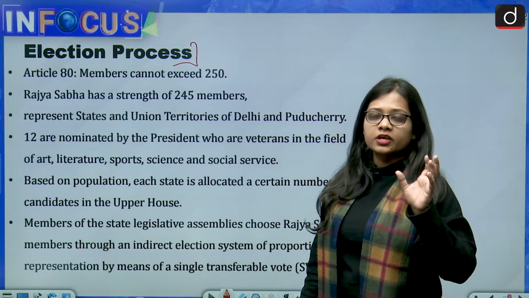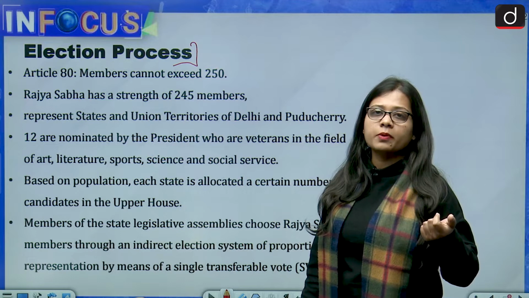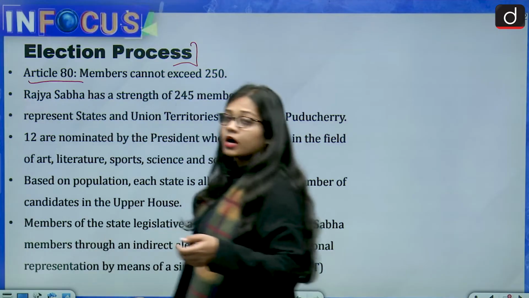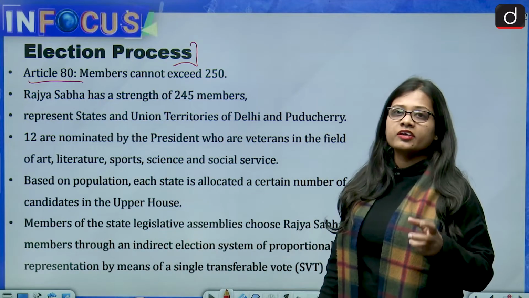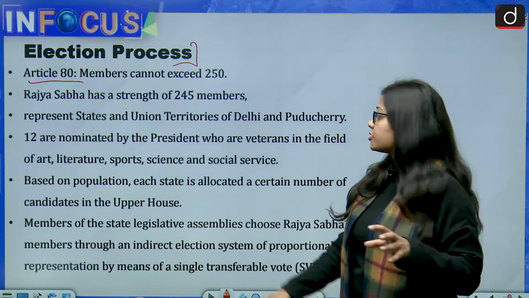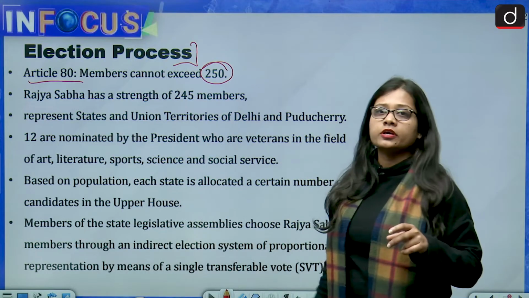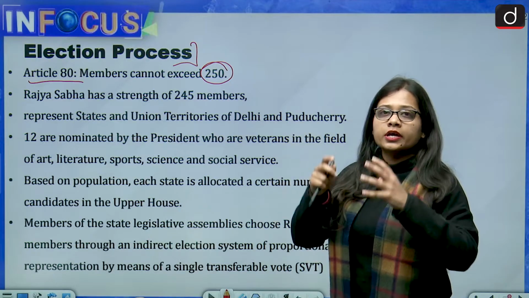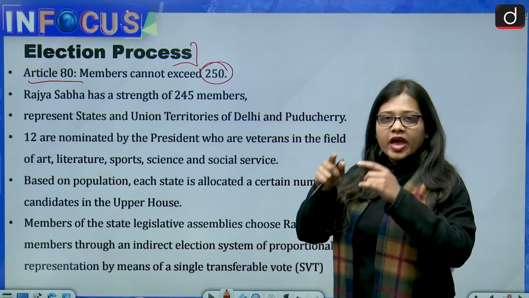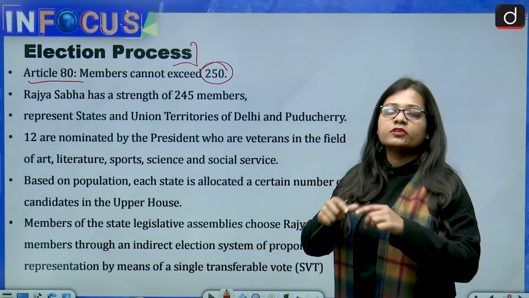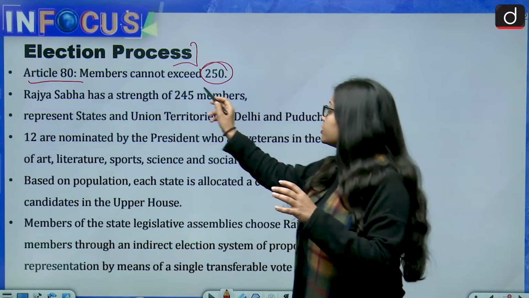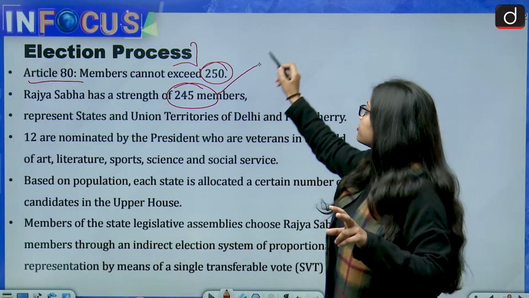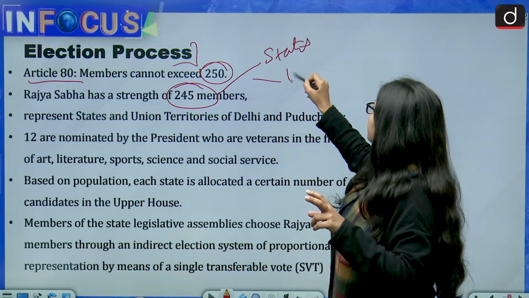Rajya Sabha is the upper house of the parliament. Article 80 of the Indian constitution says that the maximum strength of the Rajya Sabha can be 250. Members in the Rajya Sabha cannot go beyond the number 250. As of now, the members present within the Rajya Sabha are 245, and these 245 members represent both states and union territories.